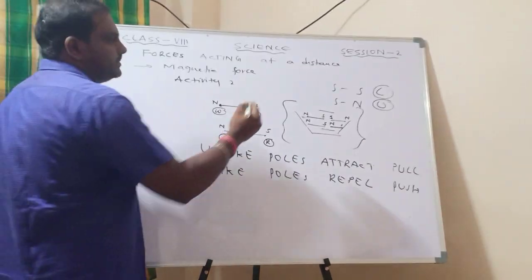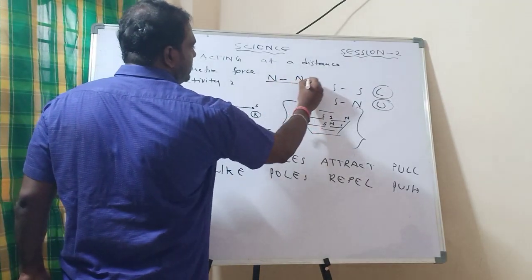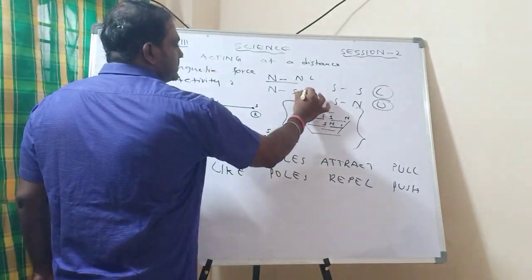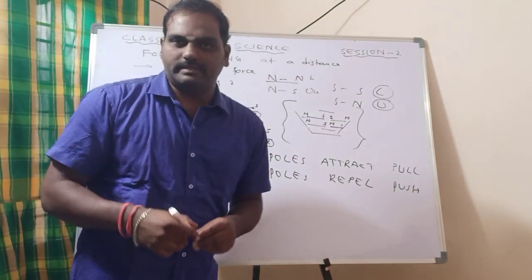So like poles means north pole of one magnet and north pole of another magnet is a like pole. North pole of one magnet and south pole of another magnet is an unlike pole. That we have to understand from this activity. Okay.